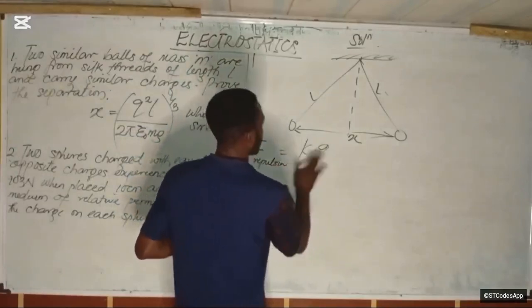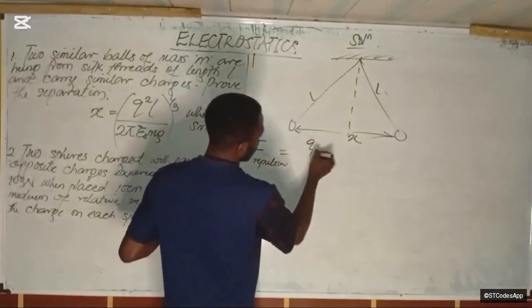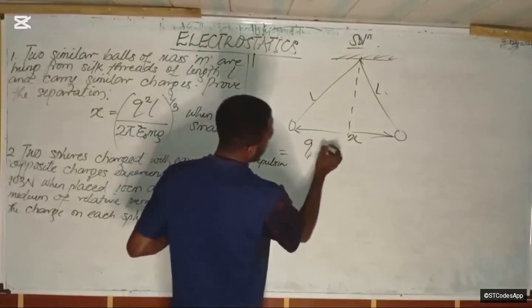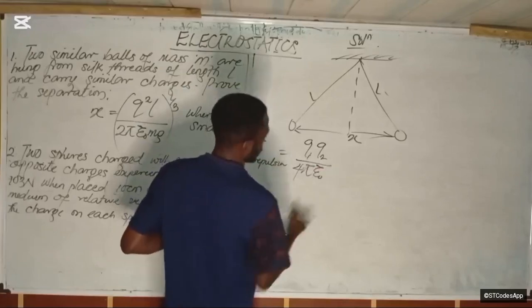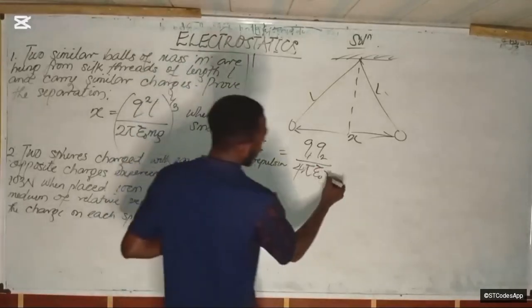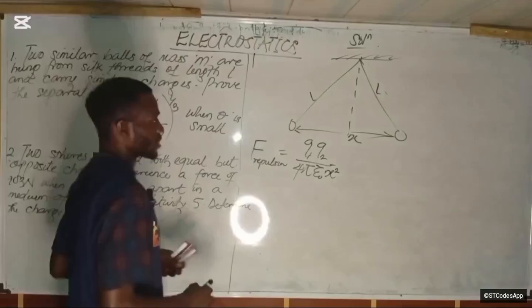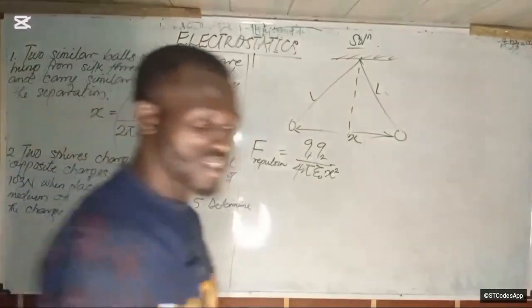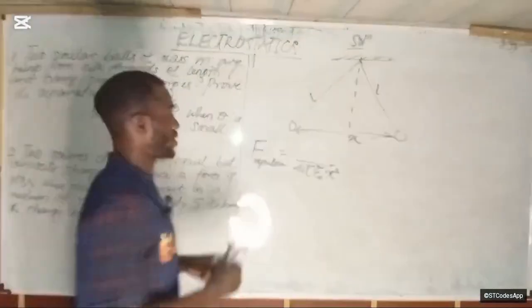KQ1. No, we don't need K, right? We need the actual value. That will be Q1Q2 over 4 pi epsilon naught r squared. R in this case is x squared, yeah? Okay, and since the charges are the same, it will be Q squared, not Q1Q2, Q squared.